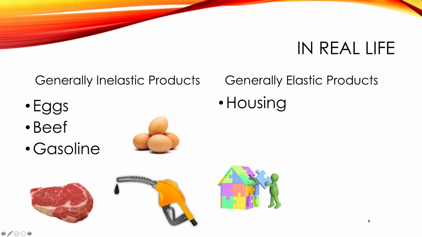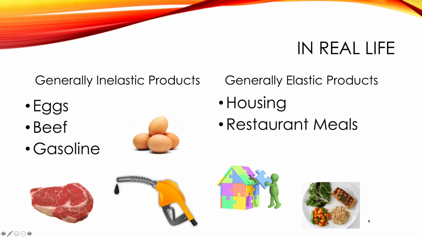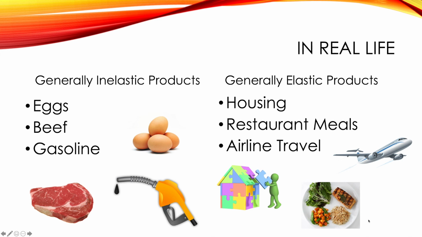In real life, things that are elastic might include something like housing. Houses cost a lot of money, and because they take up a large share of most people's budgets, that's the reason why housing is elastic. Restaurant meals. That's something that's not really a necessity so much as it is a luxury. So restaurant meals have a pretty elastic demand. And airline travel. Probably more personal airline travel, not for business necessarily, but people usually travel for recreation. That's more of a luxury product, and that's why that has an elastic price elasticity of demand.